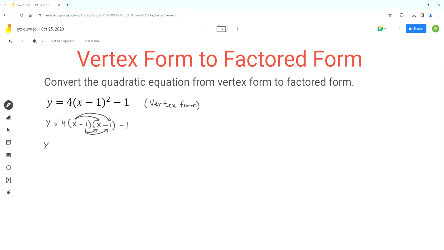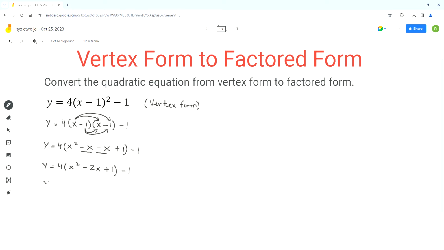So the 4 stays as it is, and then we do x times x, which is x squared, and then we do x times negative 1, which is minus x, and then we do negative 1 times x, which is minus x, and then negative 1 times negative 1 is plus 1. So the negative x and negative x are like terms, so we can combine them. So we get x squared minus 2x plus 1.